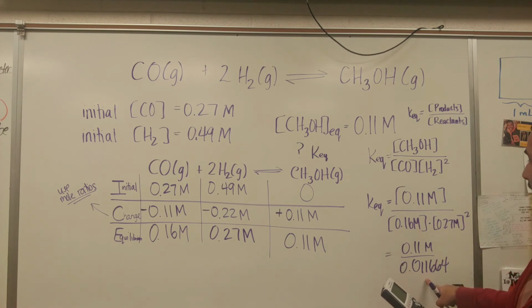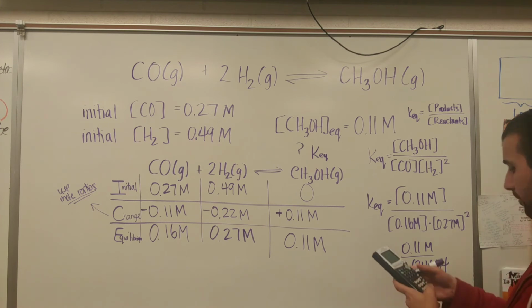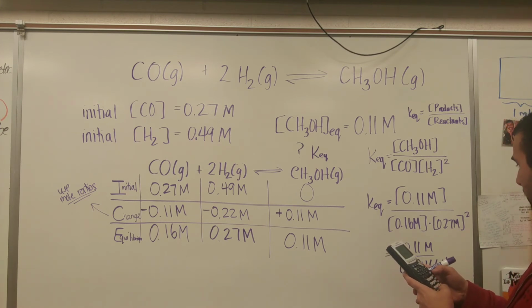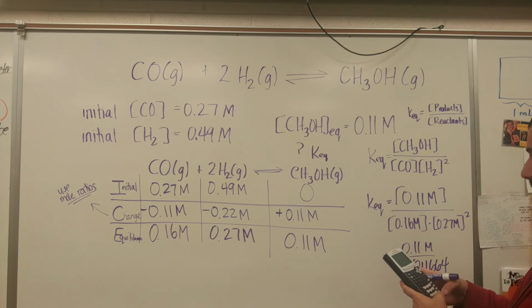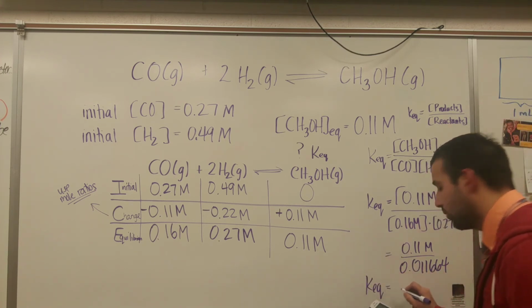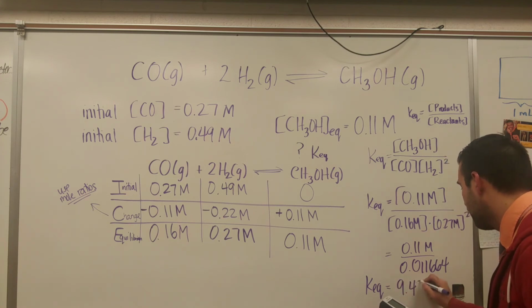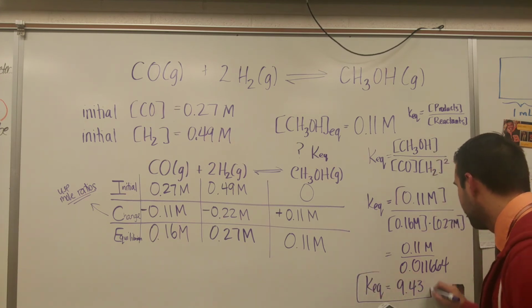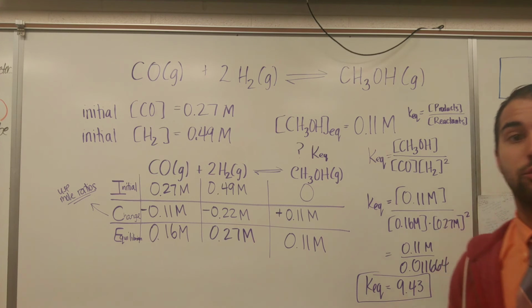And so I do 0.11 divided by 0.011664. Oops, I did too many zeros. And I get KEQ is equal to 9.43. And that's what some of you have showed me.